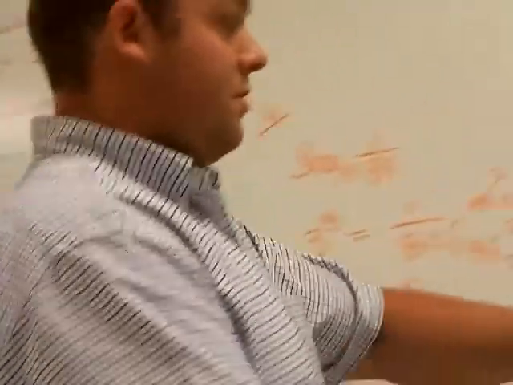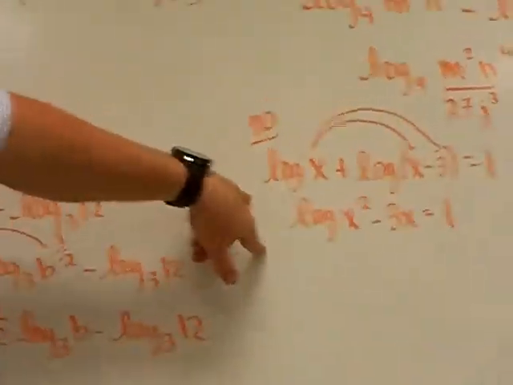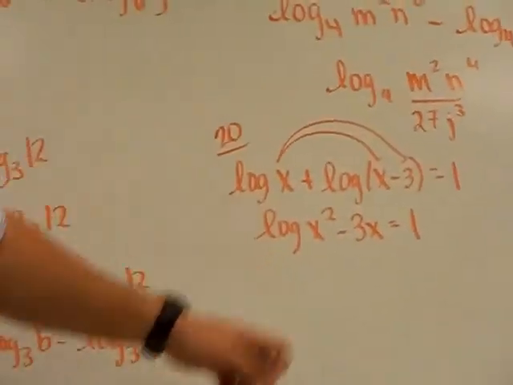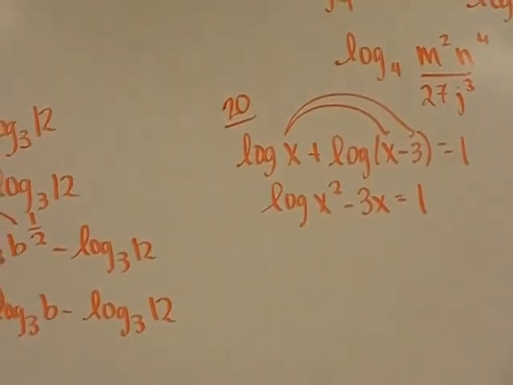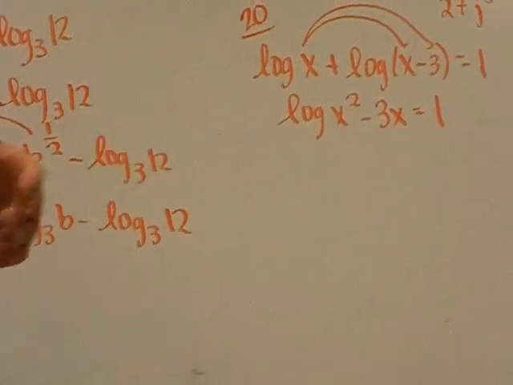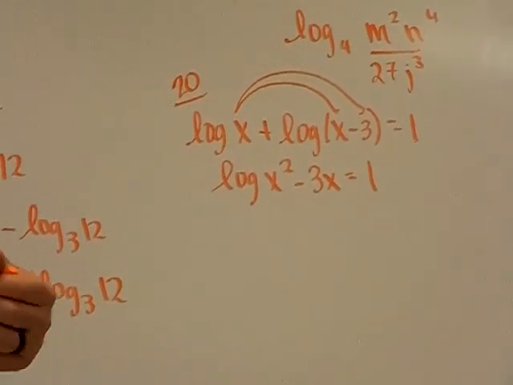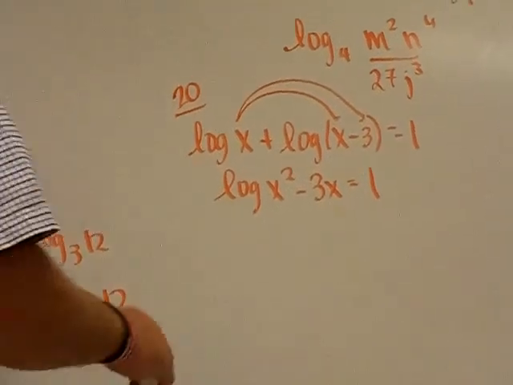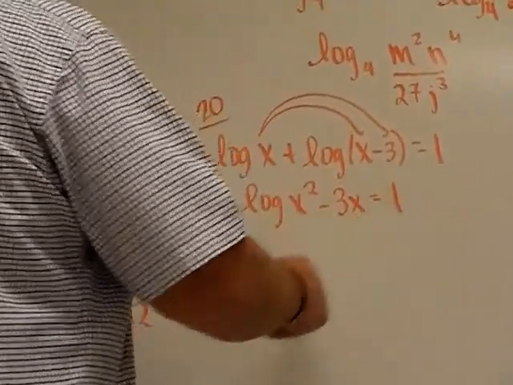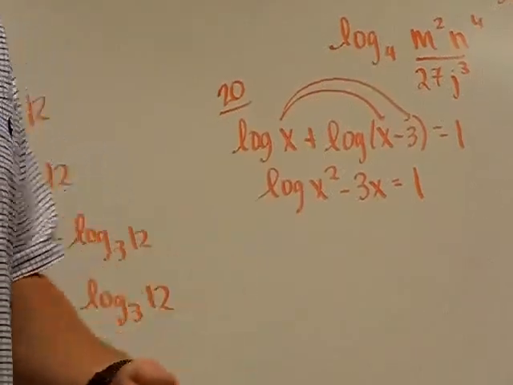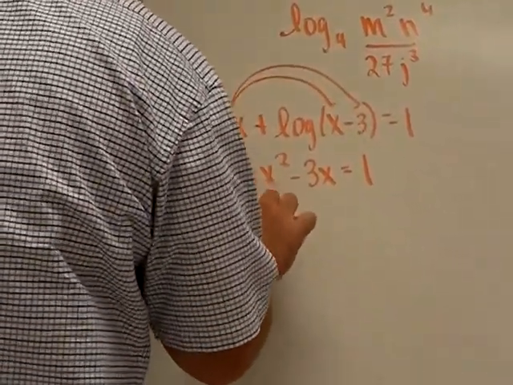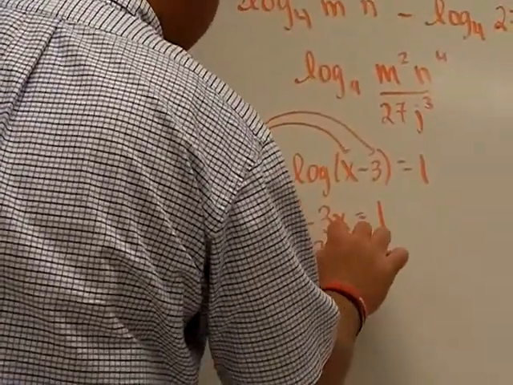Exponential. Logarithmic form is the inverse of exponential form. So, how about we take this, put it in exponential form? What's the base? It's common log, 10. If there's nothing there and it does not designate what your base is, it's a common log, it's always 10. So we've got 10 to the first power, which we just leave as 10. Okay? So we've got 10 equals x squared minus 3x.